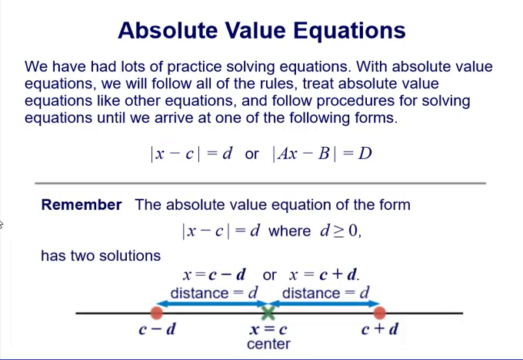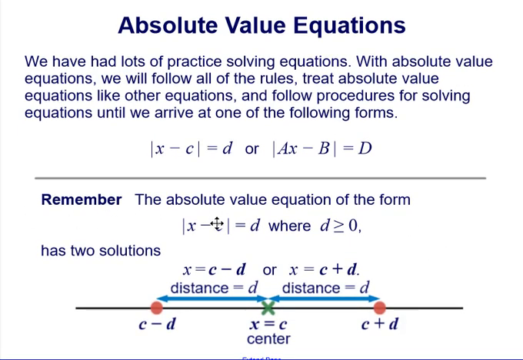So remember that the absolute value equation of the form absolute value of x minus c is equal to d, and of course where d is greater than or equal to 0, has those two solutions where c is at the center and you're moving a distance d right or left.